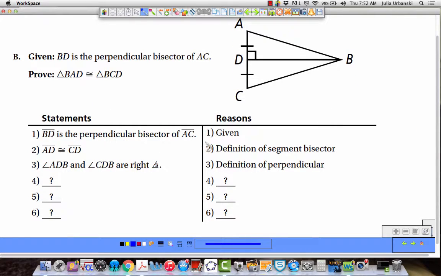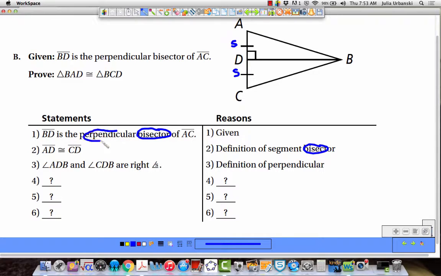Now look what they gave us. They gave us the BD is perpendicular bisector. Perpendicular means right angles. What does bisector mean? Cut down the middle. You have 2 equal halves. So look. They said AD equals CD. They marked these equal, and those are sides. They marked those equal because that's what a bisector does. Definition of perpendicular bisector. They use that.